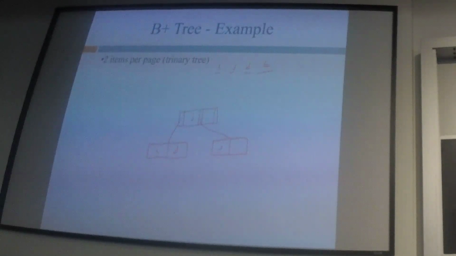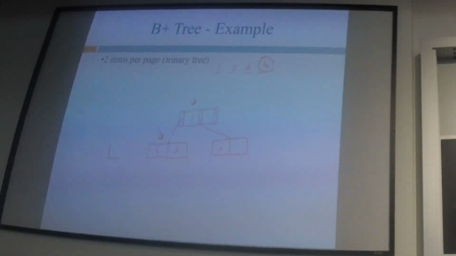So I would say, all right, looking for a spot to put B, so I start traversing downward. So I look at the J, like, okay, B is less than J, so I would want to try to put the B into that node. That node is full, so I have to split it and redistribute.